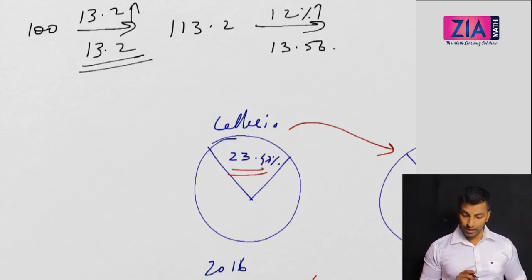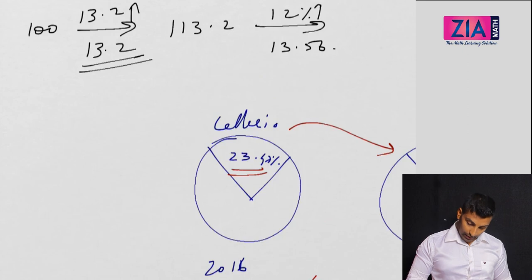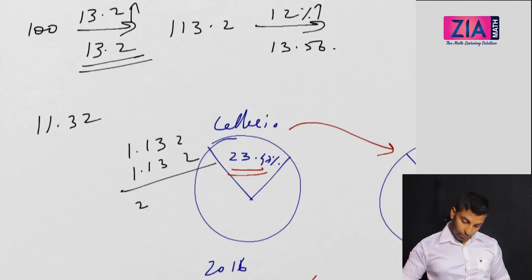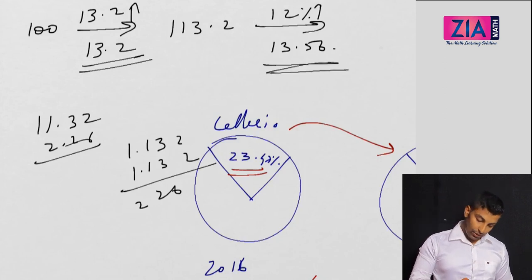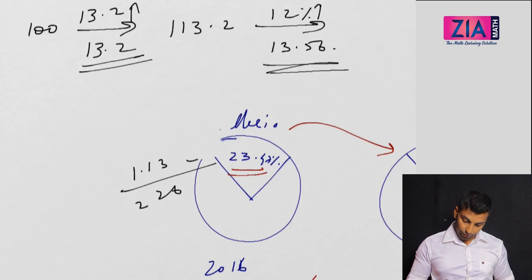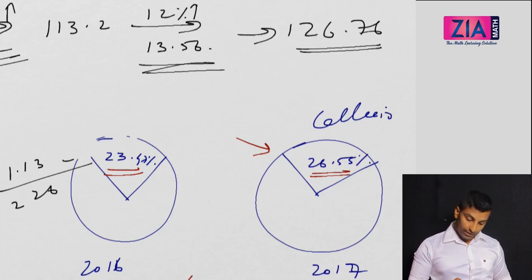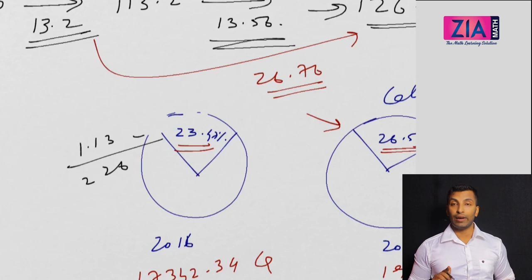How will I get that 12 percentage? See, 10 percentage is 11.32. 1 percentage is 1.132. 2 percentage is 1.132 plus 1.132, so you get 2.26. So here if you add 2.26, you get this value, right? So that's how you can calculate 12 percentage of 113.2 faster. So now if you add this 13.56, what do you get? You get 126.76. So what is the percentage change? 26.76. So in this case, the answer is 26.76.